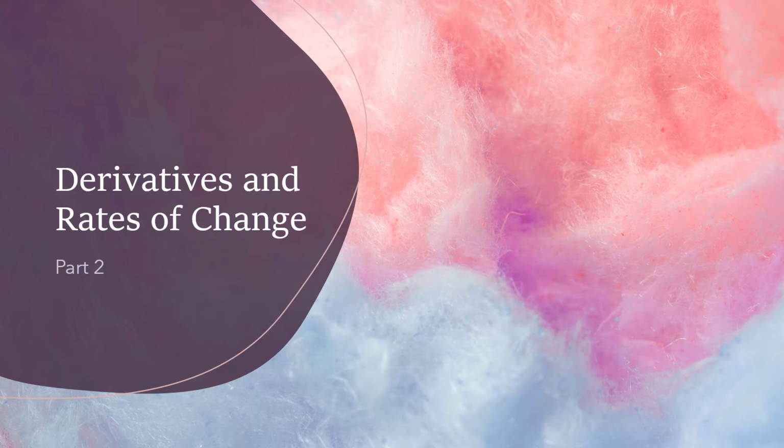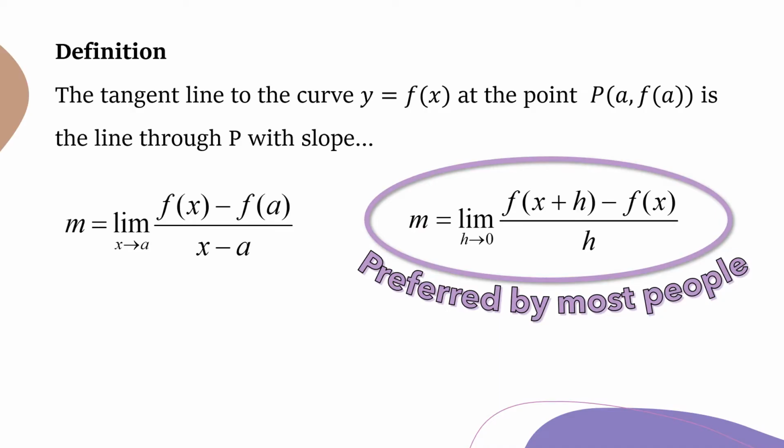Derivatives and rates of change, Part 2. Recall that the tangent line to the curve y equals f of x at the point a, f of a is the line through P with the slope m equal to, and then we have two different definitions we can use here. The one that is preferred by most people is the one with the h. So the limit as h approaches 0 of f of x plus h minus f of x all over h.